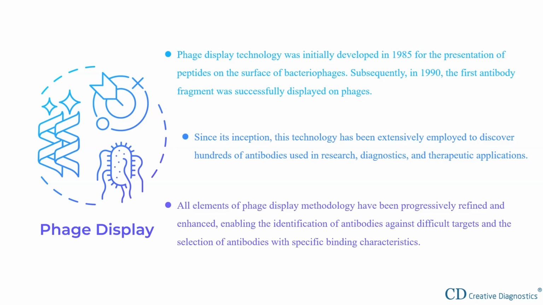Various aspects of the phage display method have been refined and improved to enable the discovery of antibodies against challenging targets and antibodies with specific binding properties. One of the advantages of phage display compared with other display technologies such as ribosome, yeast, or mammalian display is that large libraries can be created and stored ready for selections, which allows for high-affinity antibodies to be discovered against a wide range of antigens.